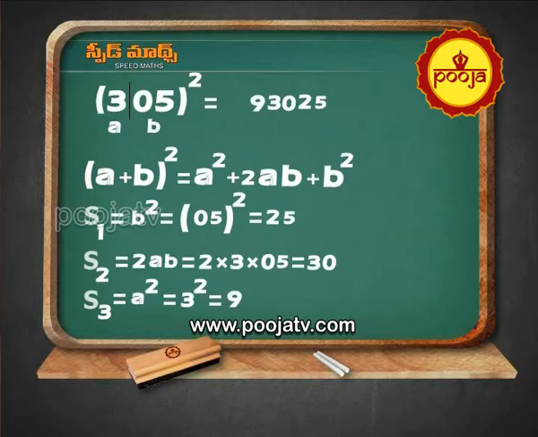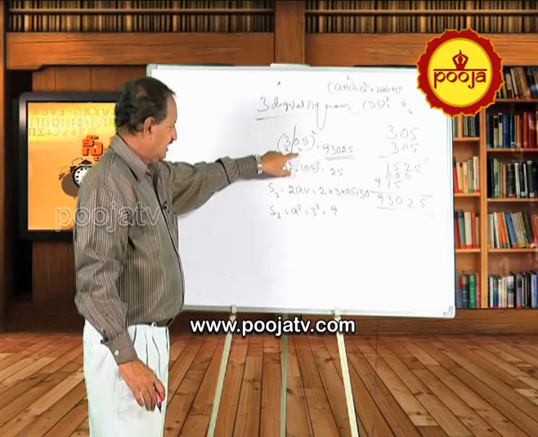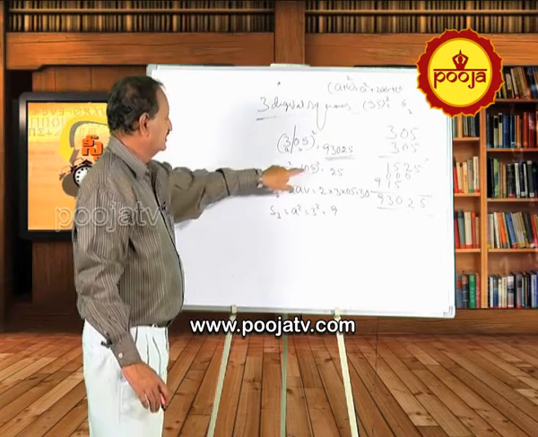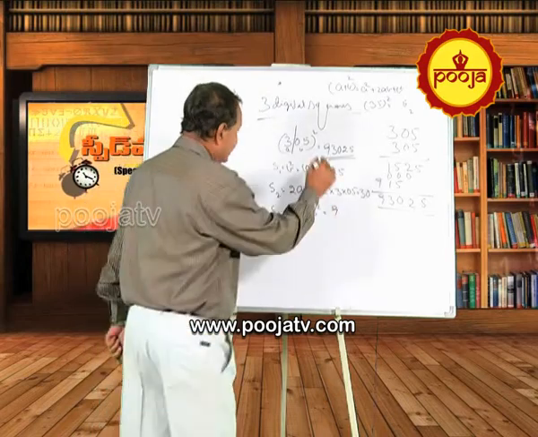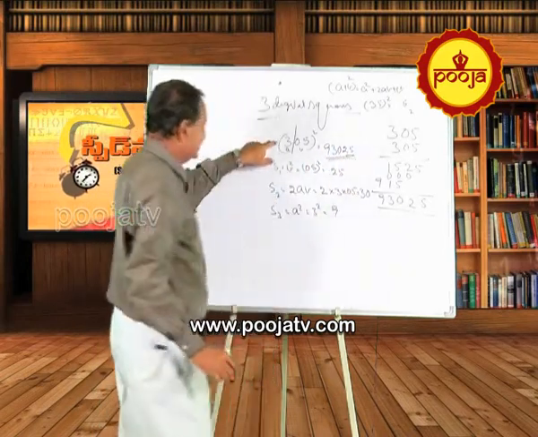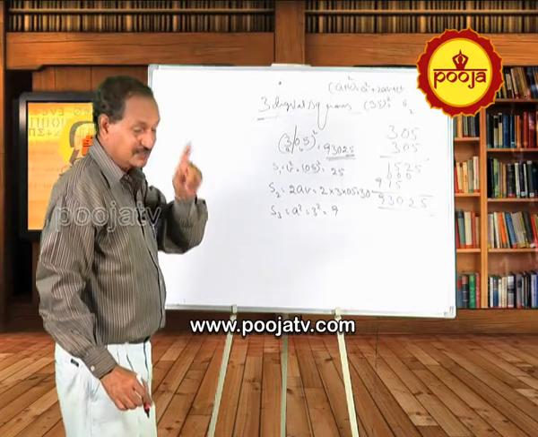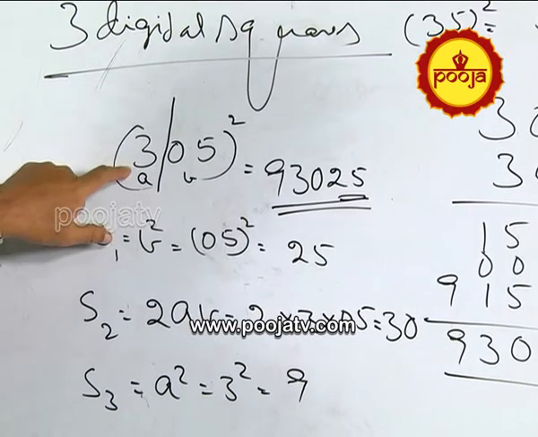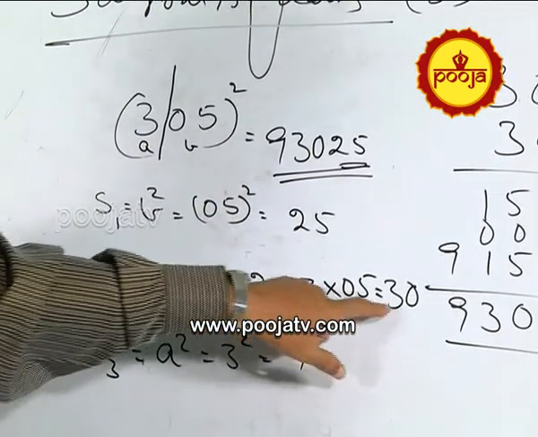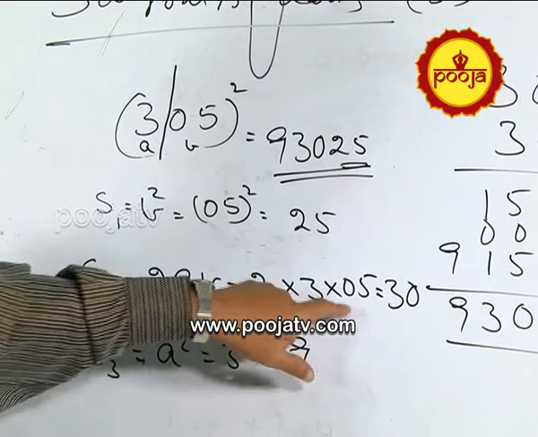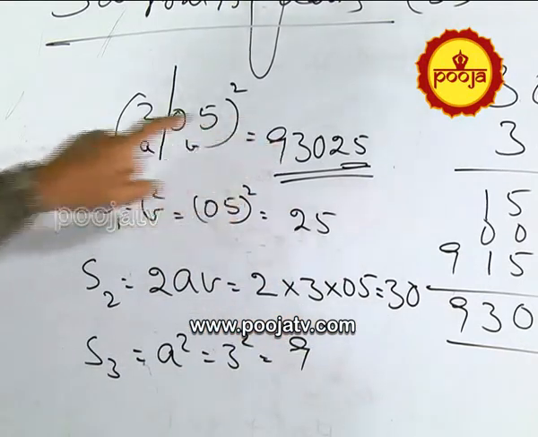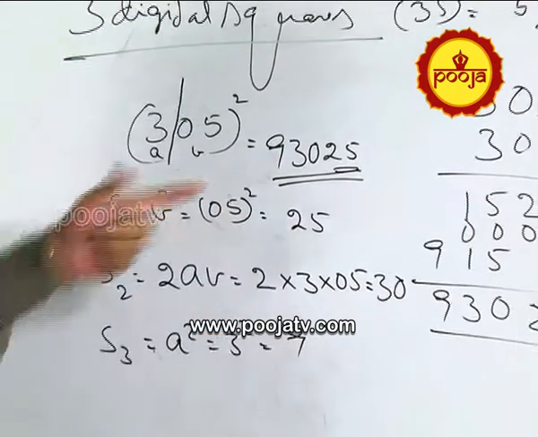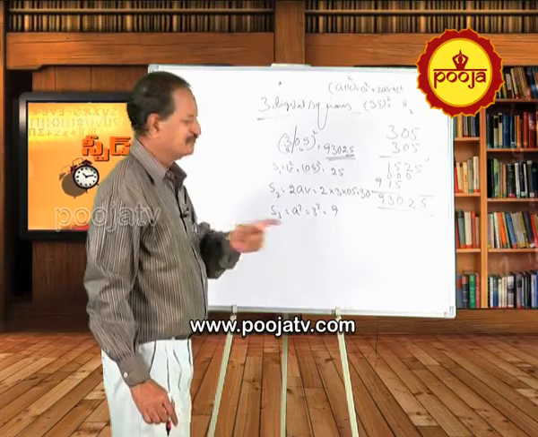Give a slash after 2 digits, this is A, this is B. Use the formula and come from right to left. B square is 05 square, which is 25. You write 25 here, because we are operating 3 digits, you take 2 digits. Basic first rule. Next, 2AB, 2 into 3 into 05, that is 30, write 30 here. And step 3 is A square, 3 square is 9. So simply, amazingly, in few seconds you can do it.